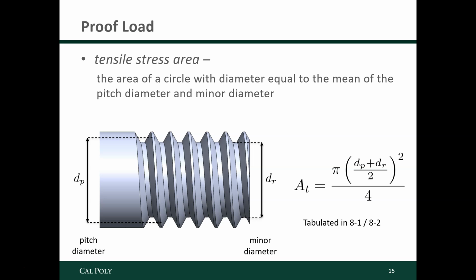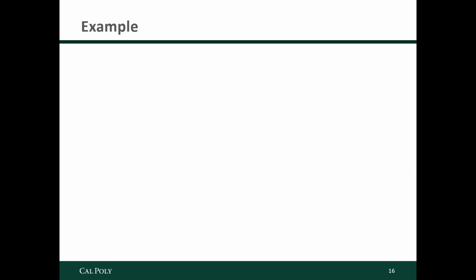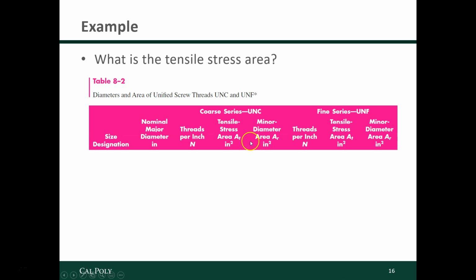Now these things are tabulated in 8-1 and 8-2 in the book, but let's figure this out too. Let's do an example. What's the tensile stress area of a 1/4-20 fastener? So as you can see, we can check ourselves. If we look inside this table in the book, the tensile stress area is tabulated, both for coarse series bolts and for fine series. We'll talk about the differences between those.